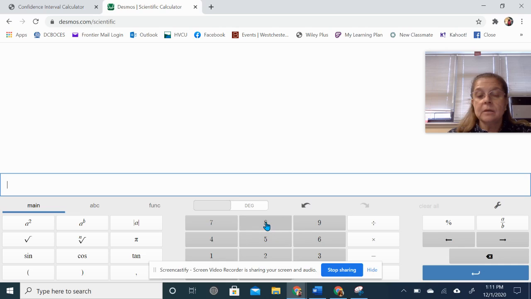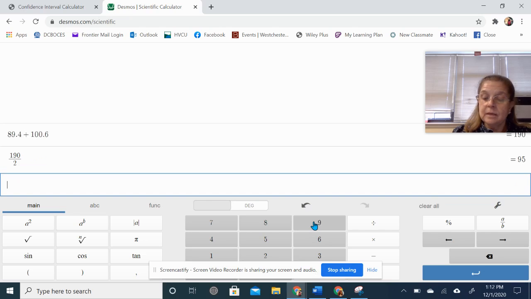So I'm going to put in here 89.4. I don't need to put a space, I forgot. Plus 100, I did it again, 0.6. And then the answer needs to be divided by 2. So I need to take the 190 divided by 2, and the exact middle is 95.